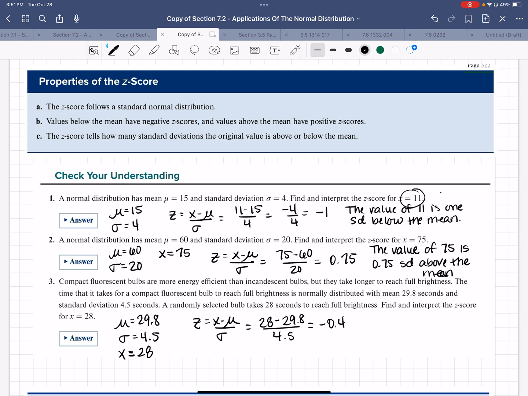Let me box these. The value of 28 is 0.4 standard deviations below the mean. Notice I did not say negative 0.4. I used below to represent that negative, because the value is 28 and the mean is actually 29.8.